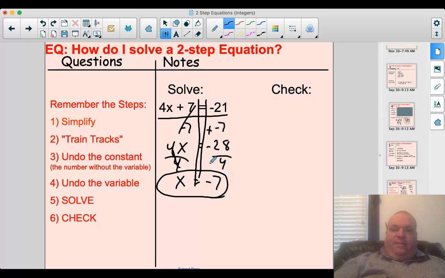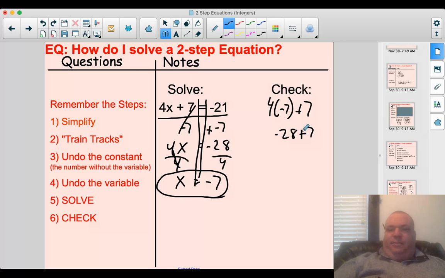Okay, to check that, I'm not just doing this again. Checking it, I'm going to plug it in. 4 times negative 7, just replacing the x with the negative 7. This is why we learned how to evaluate expressions. I want to make sure I get negative 21. So 4 times negative 7 is negative 28.